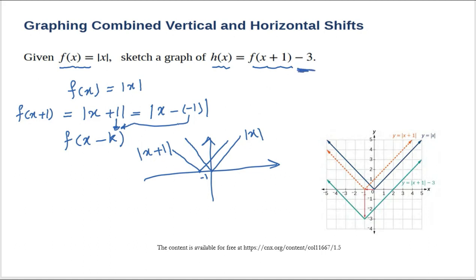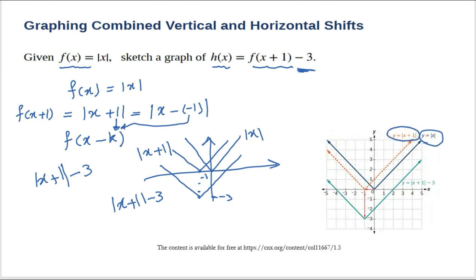Then minus 3: the absolute value of x plus 1, then f of x plus k, minus 3. So now we go up and down. 3 units down. 1, 2, 3. So negative 3. So this is the absolute value of x plus 1 minus 3. As you can see here, this is the absolute value of x. This is plus 1, shift toward the left, and this is minus 3, shift downward.